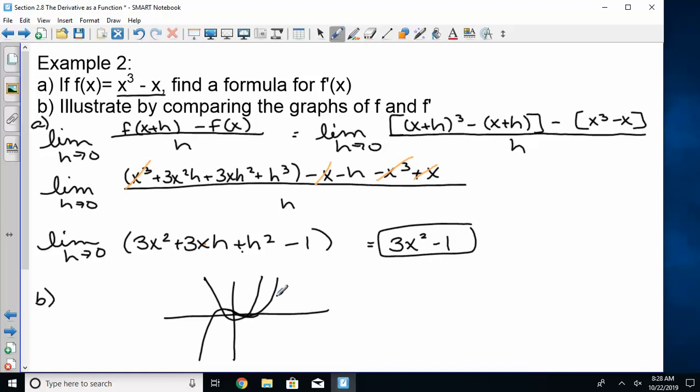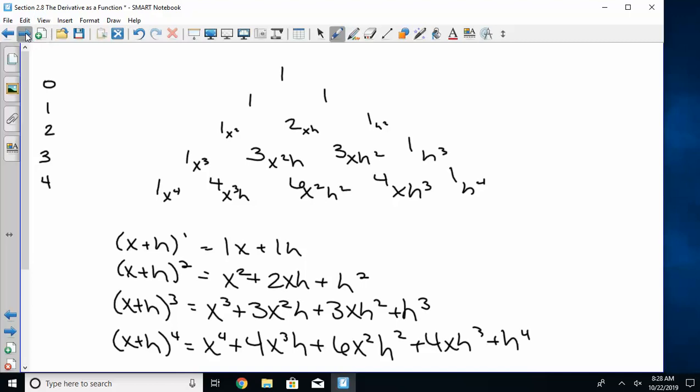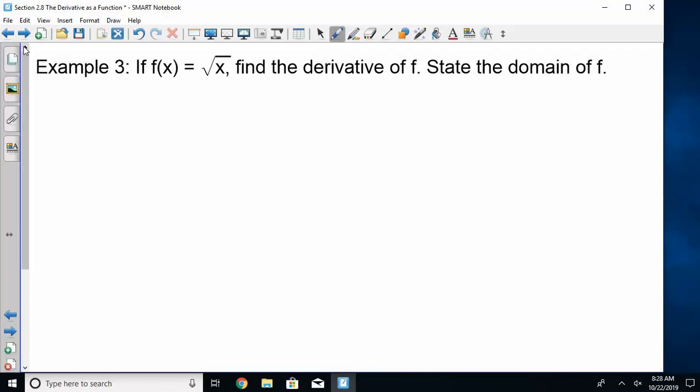Any questions there? Let's keep practicing these derivatives.